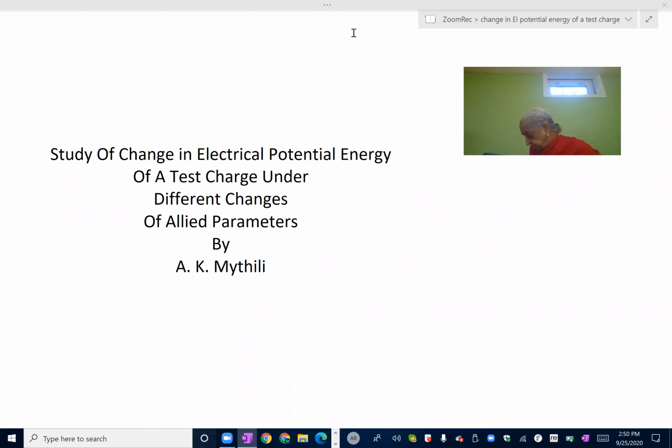Hi students. Now I'm going to discuss the change in electrical potential energy of any test charge under the different changes of allied parameters. Well, you know what a charge is? You have learned about this in the first part of electrostatics, and you also know that charges can be positive or negative. So there is going to be one source charge.